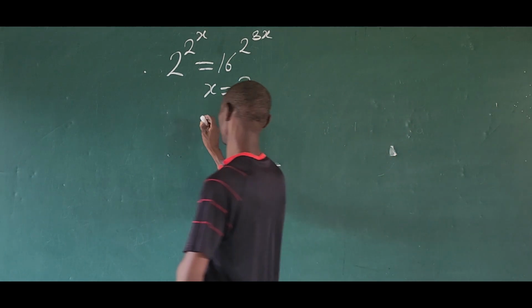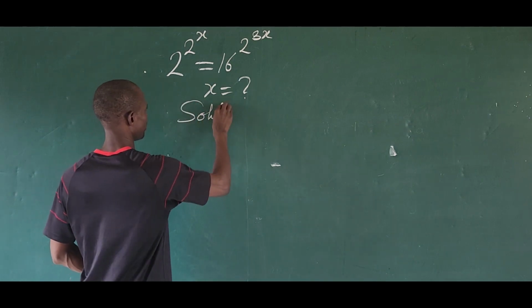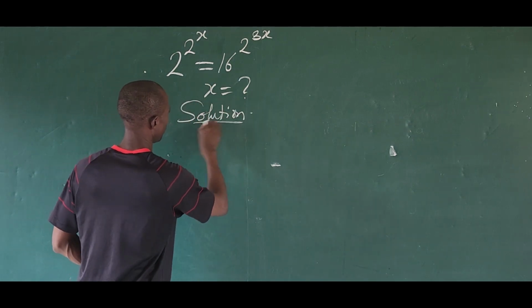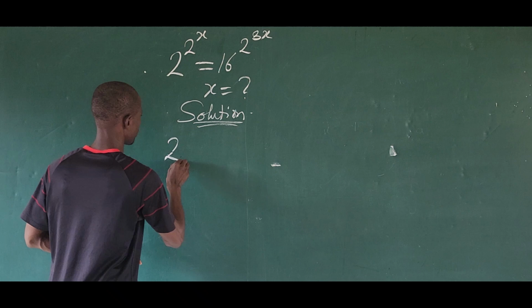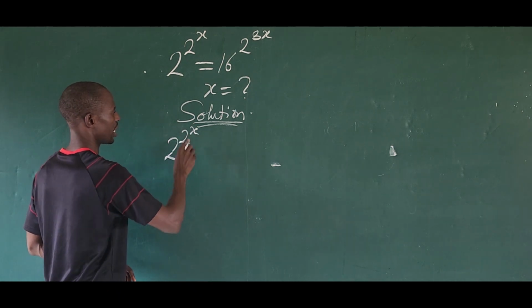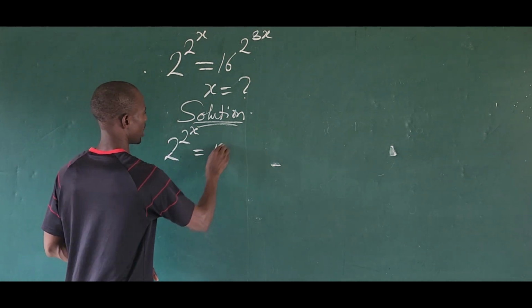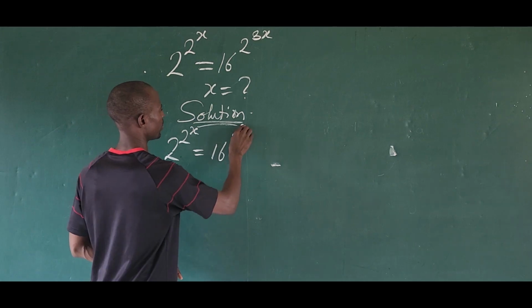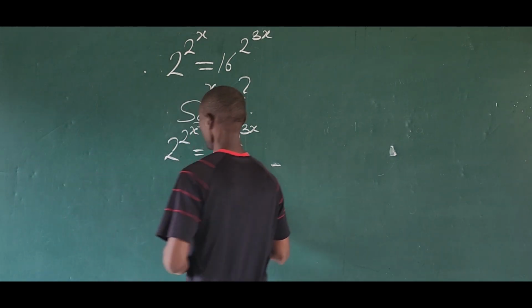So we take our solution here. Here we are looking for the value of x. Okay, so let's put the question down: (2^2)^x equals (16^2)^(3x).